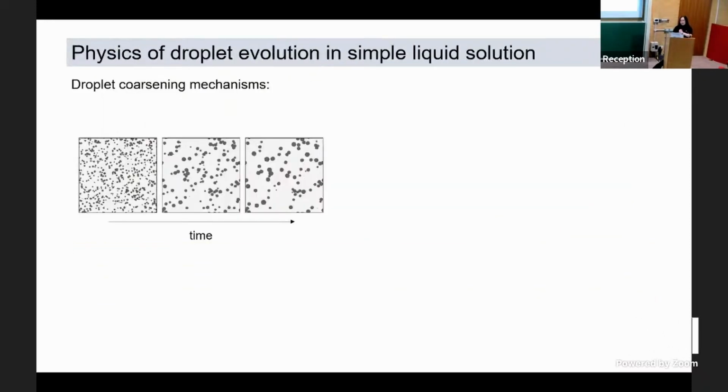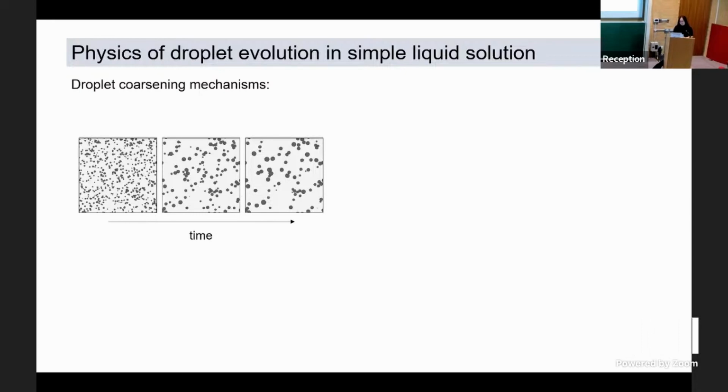Okay, so now in order to understand how chromatin impacts the droplet evolution, maybe we should first go back to the simple case, right? We go through this control experiment. In this control experiment, we just put small droplets into a simple liquid solution and watch how they evolve with time. For such a problem, physically, if we start with many small droplets, there are essentially two mechanisms that can lead to larger and fewer droplets.